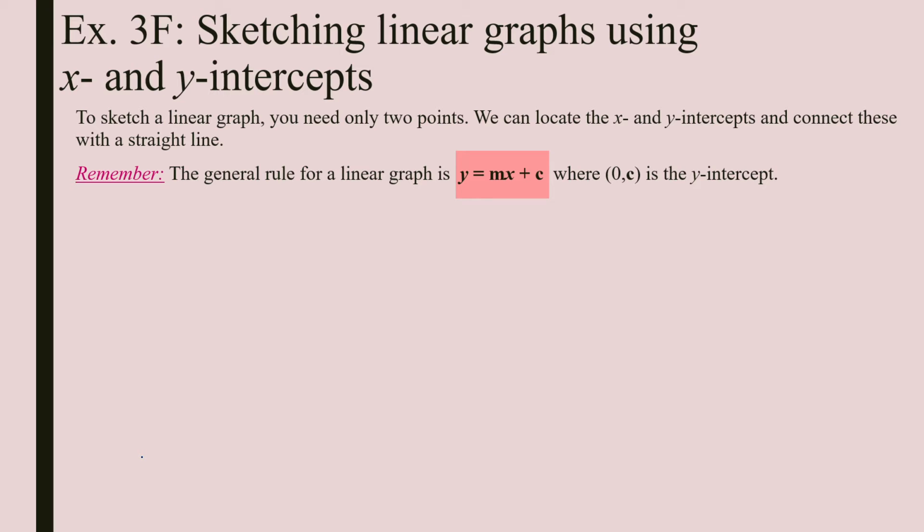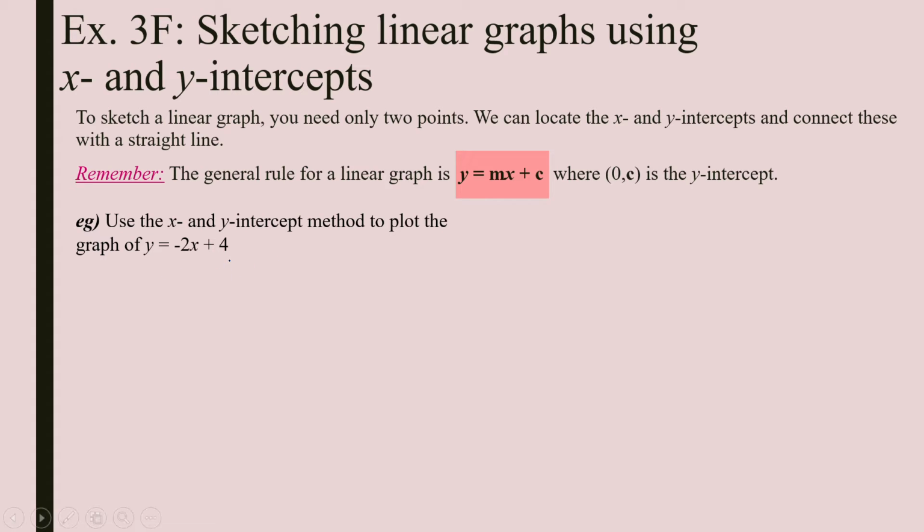Another method that we can use, which is pretty similar, is to identify both the x and y-intercepts. So the y-intercept is the same as it has been previously, and then we solve for the x-intercept. So let's try that with an example. We're going to use the intercept method to plot the graph of y equals negative 2x plus 4.